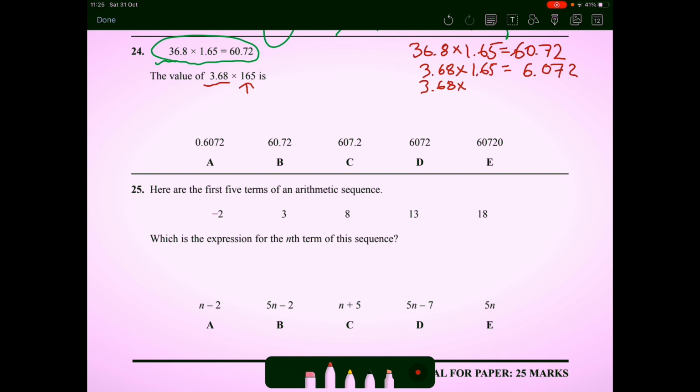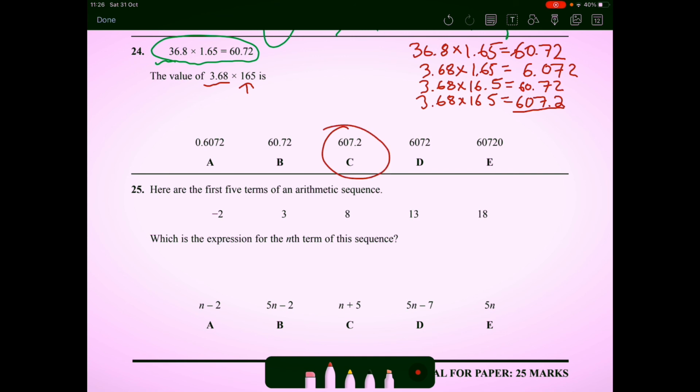I'm going to make the second number 10 times bigger. So that's now going to become 16.5. If I make one value 10 times bigger, the answer is going to be 10 times bigger. So we're kind of back where we started. Next, I'm going to keep this number the same. I'm going to make this number 10 times bigger again, 165. That means my answer is going to be 10 times bigger again, going from 60.72 to 607.2, which the answer is C.